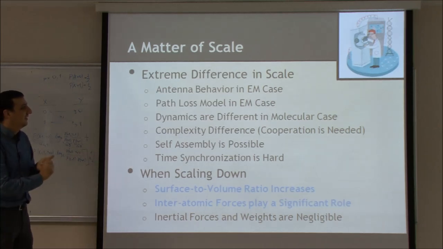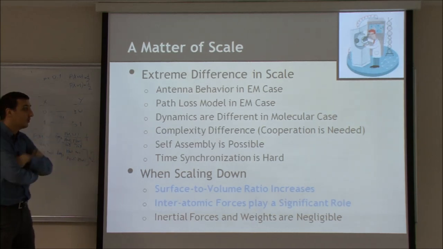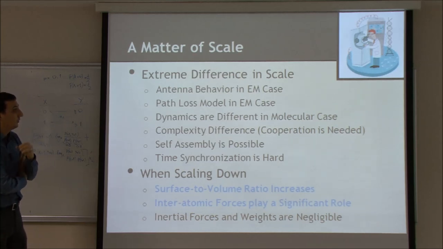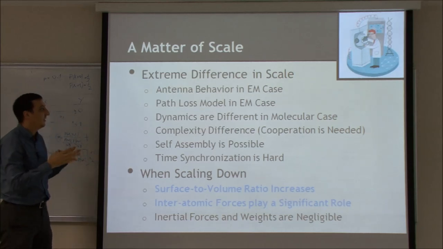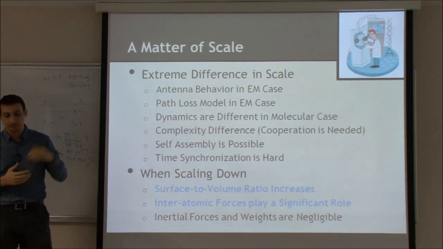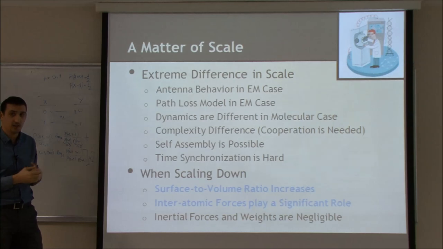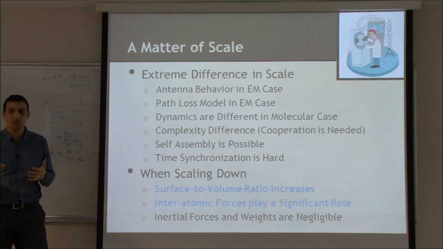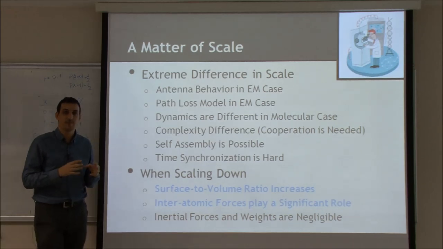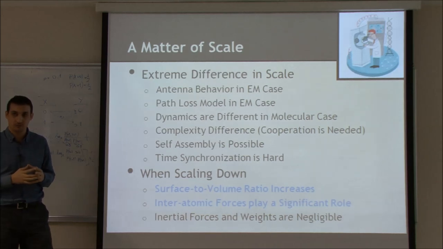So, first of all, there is a very huge difference between the EM case and molecular communication, nanonetworks, because in the EM case we all know the antenna behavior, the path loss model, how the electromagnetic wave travels. However, in our case, in molecular communication or another nanonetworking issue, the dynamics are very different. So complexity is different. There are more simple objects, let's say. However, when they cooperate, very complex behaviors are observed.